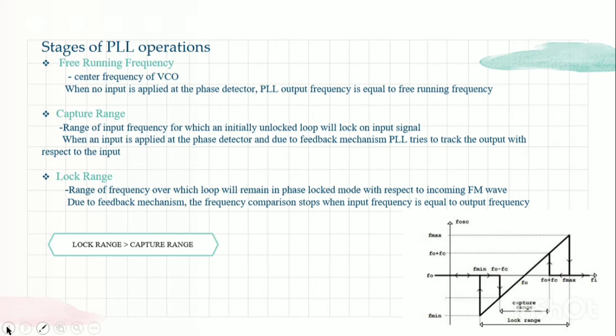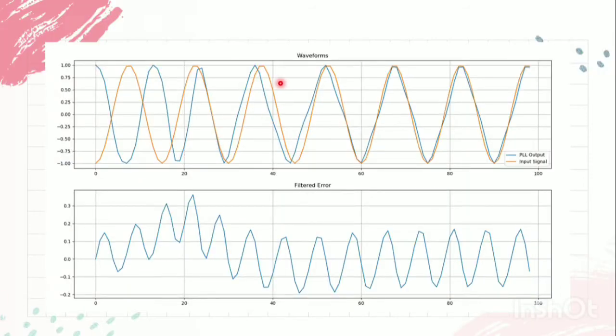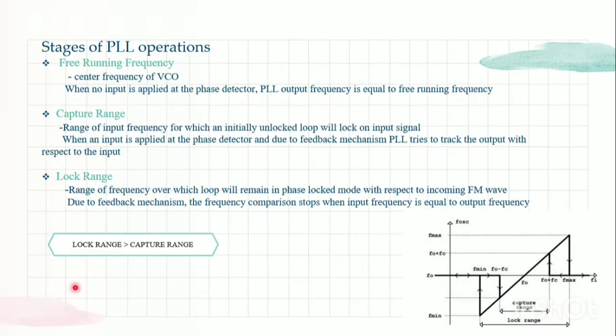Okay, as you can see here, to define the capture range, our VCO output slowly tries to come in lock with the input FM wave. So you can say that it tries to capture. At last, the phase gets locked. You can see it here. And generally, our lock range is always larger than the capture range.